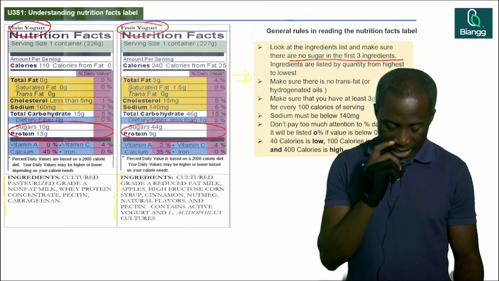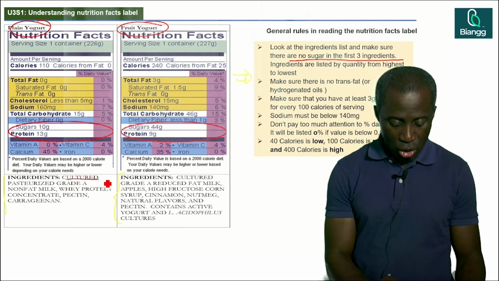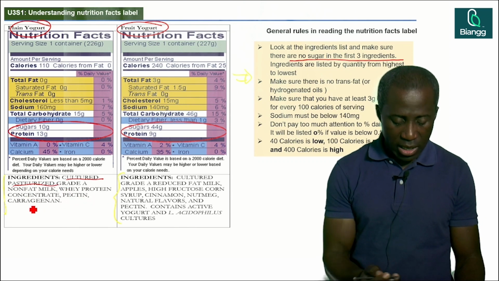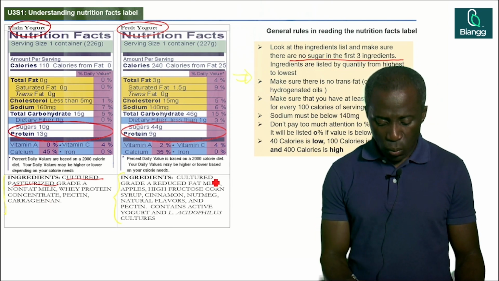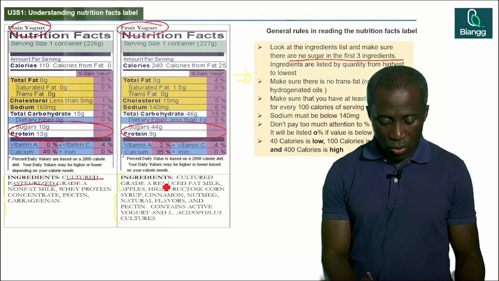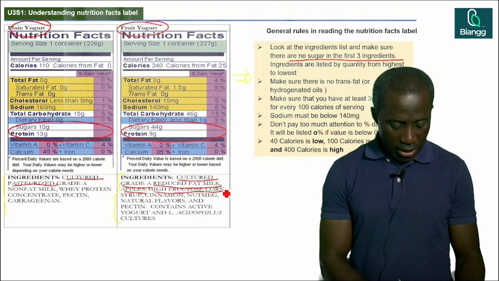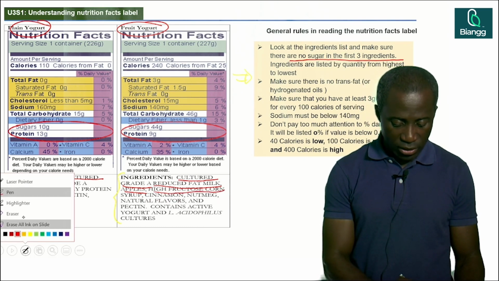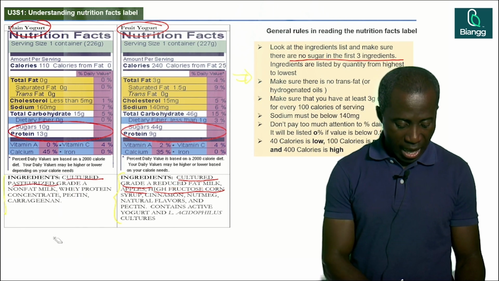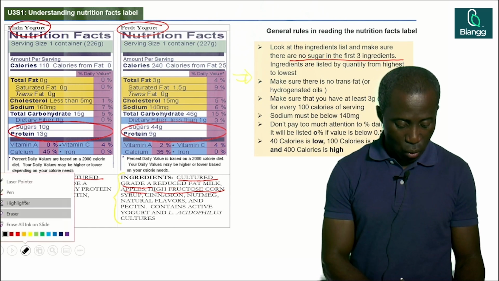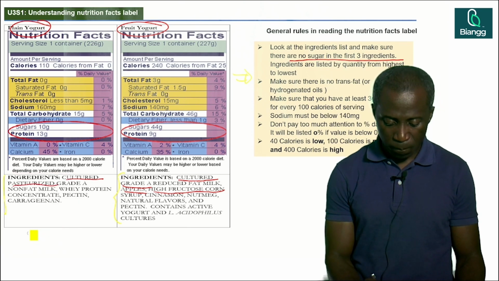So you look at this one, for example: we have cultured, pasteurized, grade A, non-fat milk, whey protein concentrate, pectin, and we have other elements as well. And when you look at this one, we have cultured grade reduced fat milk, and then we have some apples, and then we have the high fructose corn syrup. So when you see things such as high fructose corn syrup, I will tell you immediately to stay away. Then we have a higher concentration of sugar here.